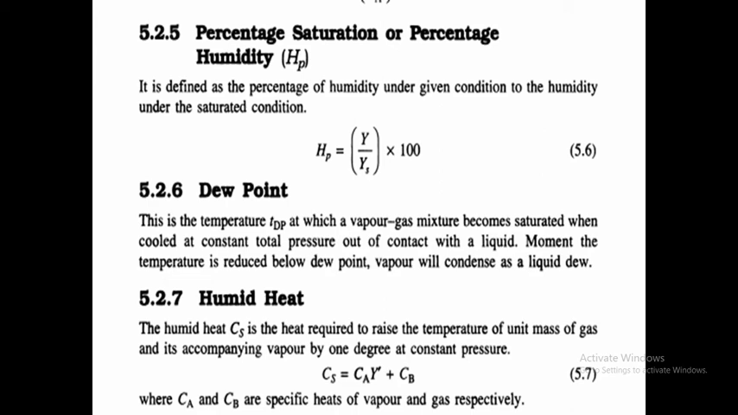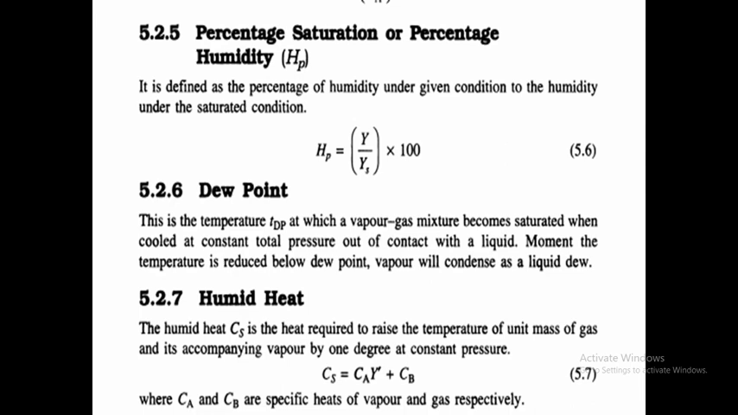Next terminology, dew point. It is the temperature at which condensation will first occur when the vapor gas mixture is cooled at constant pressure. At this temperature, the gas is saturated with vapor. That is, the partial pressure of the vapor in the mixture is equal to the vapor pressure of the liquid at dew point. So the dew point is less than or equal to dry bulb temperature.